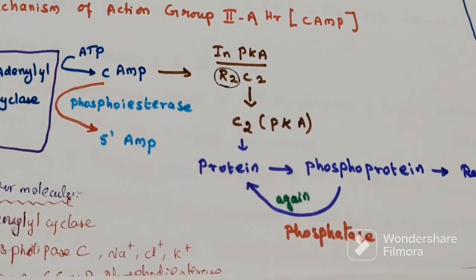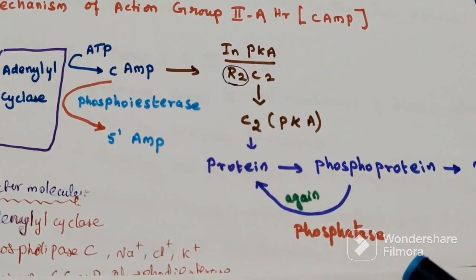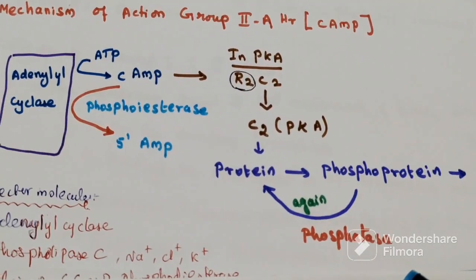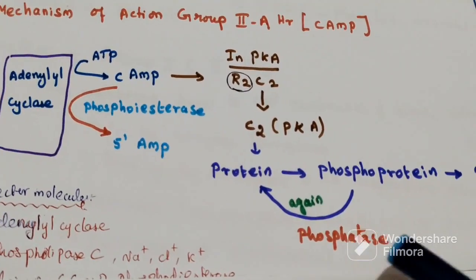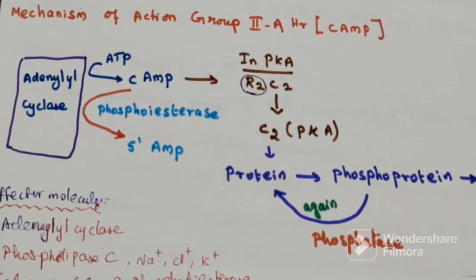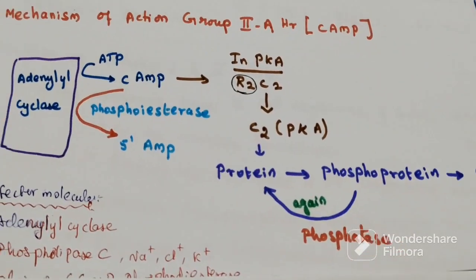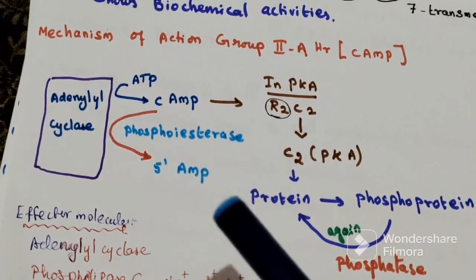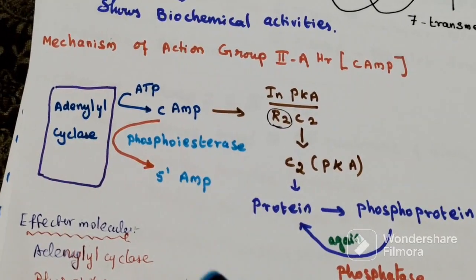Again it is converted into protein by removal of the phosphate. The response can be removed by phosphatase and phosphodiesterase.